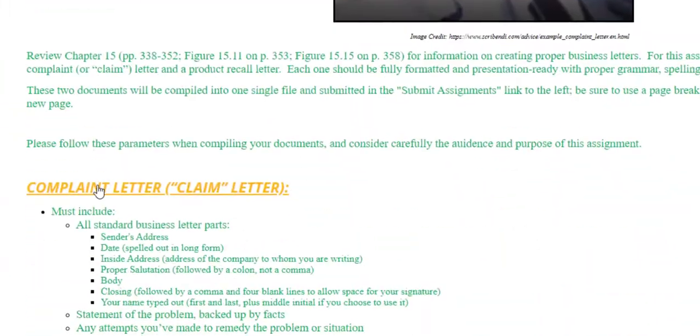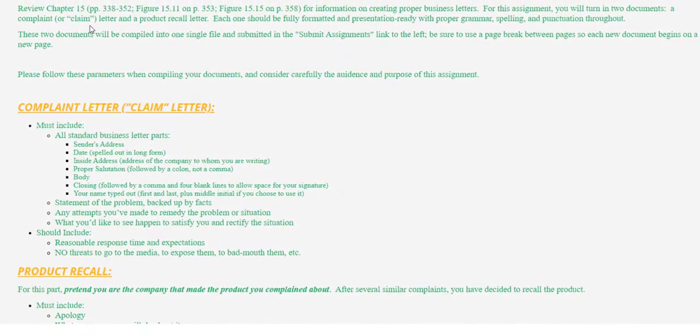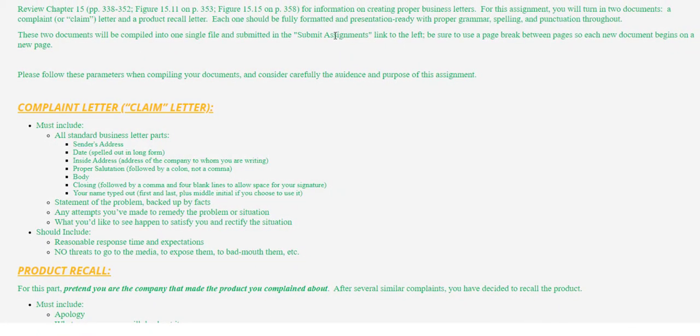So, speaking of the assignment, let's look at what we're going to do here. In Chapter 15, you can see information on writing proper business letters, because your letter that you write to the company to complain should be a proper business letter. And so you're going to have these two documents, your business letter and then your recall letter, and those both will go in the same PDF file, similar to how we did the resume, cover letter, and thank you letter.